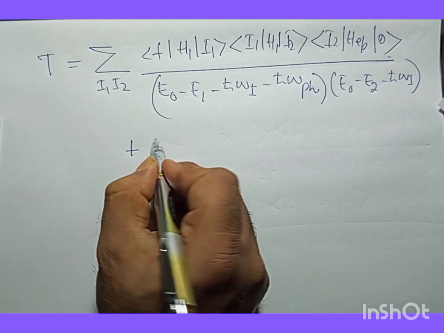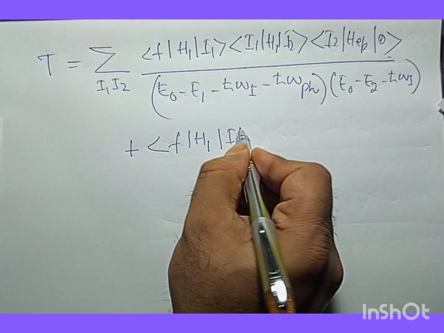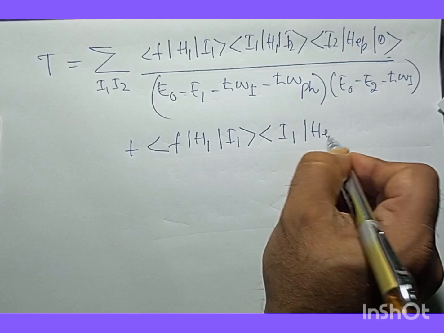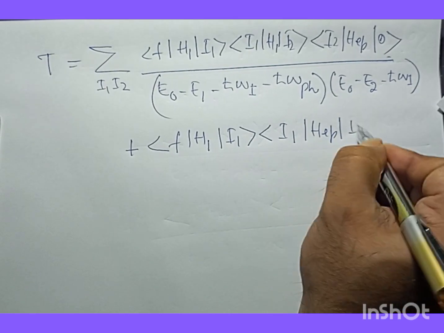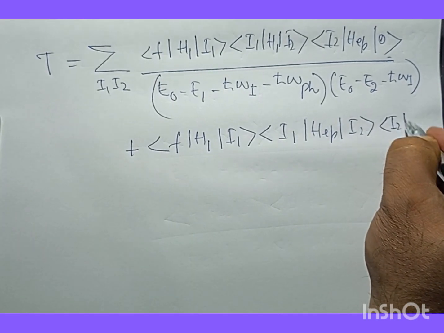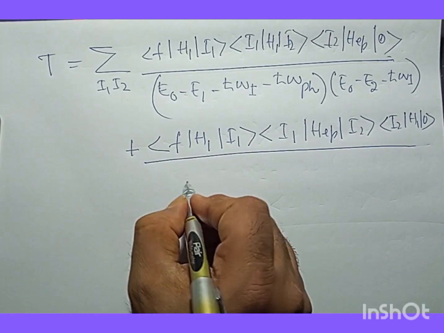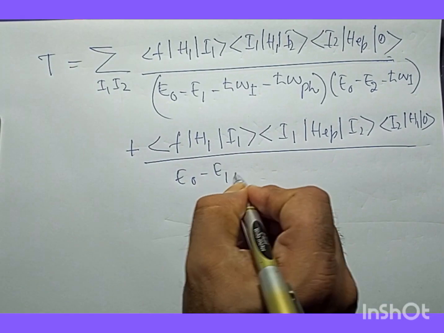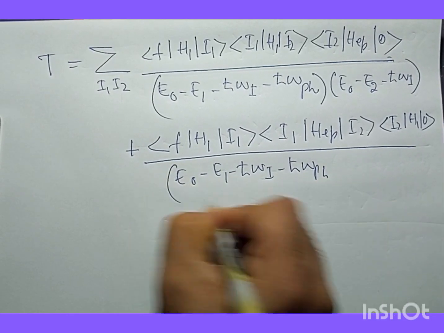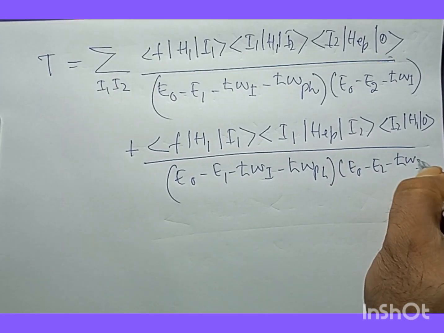Then plus F, H1, then I1, then I1, H electron phonon, and then I2, then I2, H1, 0, divided by the same thing, that is E naught minus E1 minus H cross omega I minus H cross omega phonon, times E naught minus E2 minus H cross omega I.